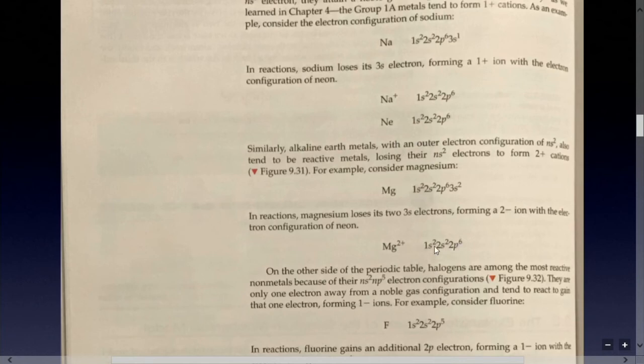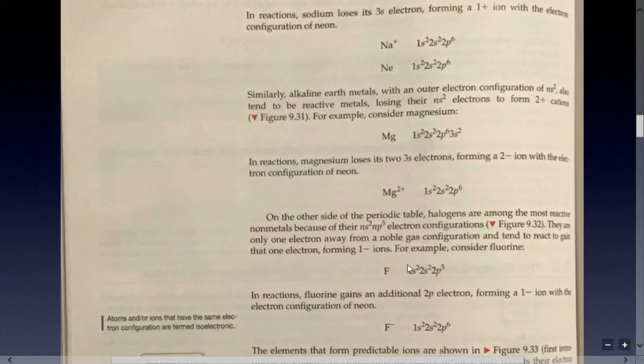6, 7, 8, 9. Yeah, that's what neon looks like. So a magnesium 2+ ion and neon essentially also have the same electron configuration. Oh, look, check this out. A magnesium ion, neon, and a sodium ion, all three have the same electron configuration.